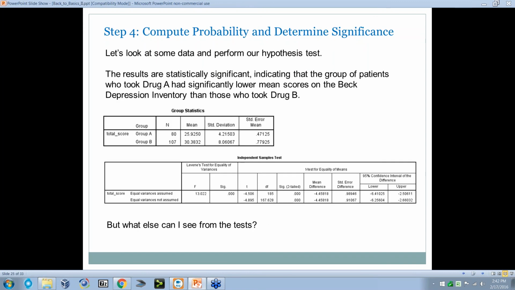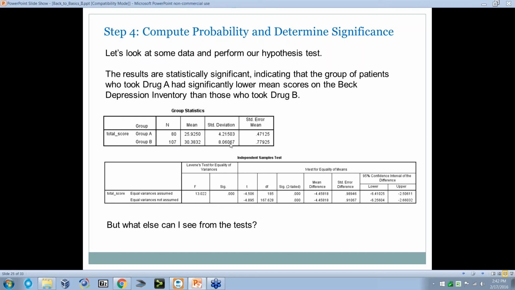So I ran some data. Let's look at that and perform a hypothesis test. We had about 187 people. 80 of them were in group A, 107 in group B. Here are their means and their standard deviations. These are important because equal variances is an assumption.